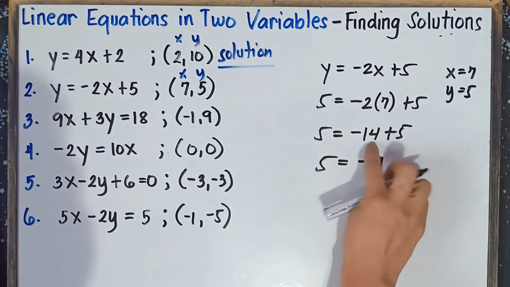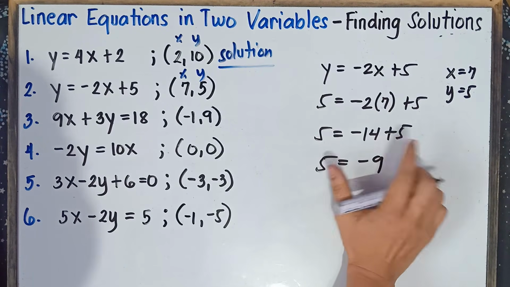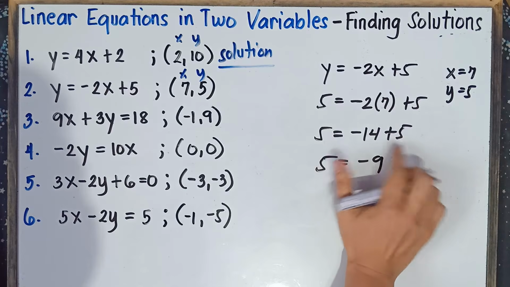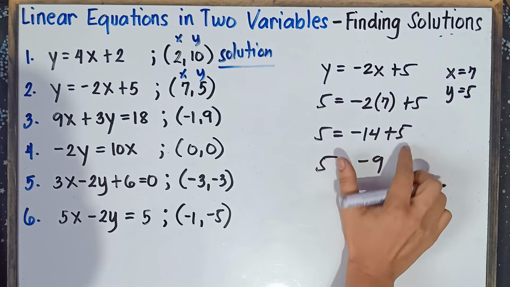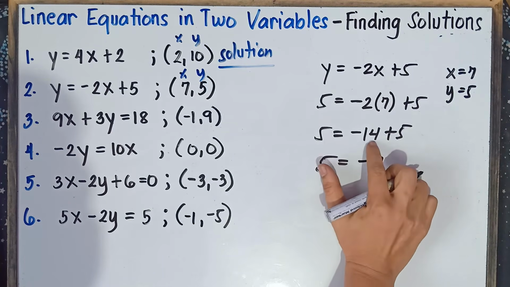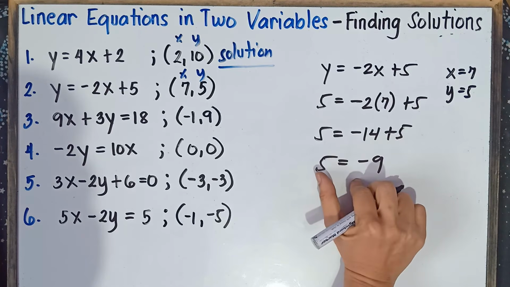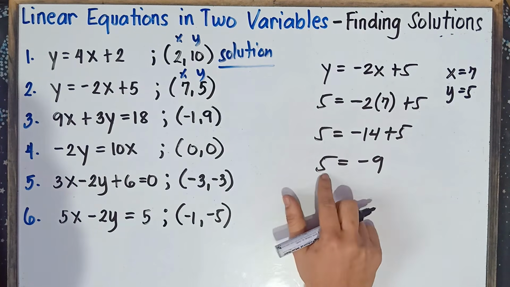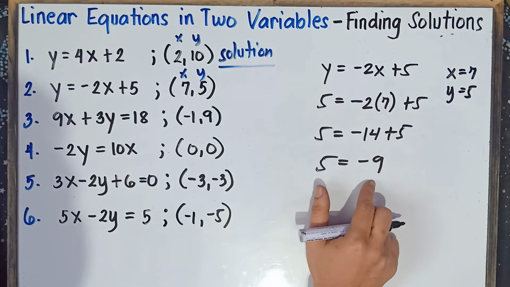Once again, class, if the signs are not the same, we have negative 14, positive 5. Unlike signs, subtract 14 minus 5, that would be 9. Now, since 14 is greater than 5, we copy the sign of 14. So, copy the sign, that would be negative 9. Now, question, is 5 equal to negative 9?